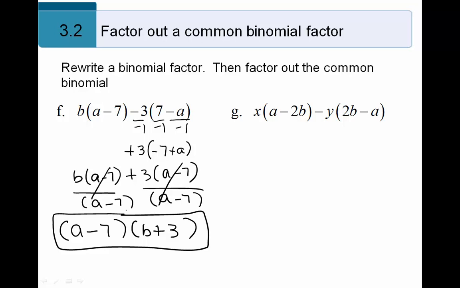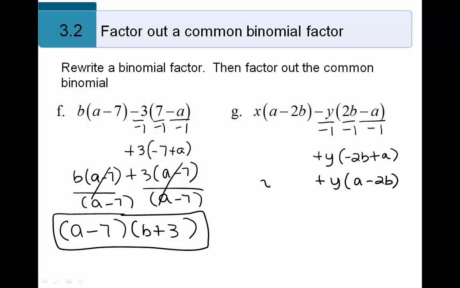We have x times a minus 2b minus y times 2b minus a. So we have an a minus 2b and a 2b minus a. So once again, I will just factor out a negative 1 here. Negative y divided by negative 1, that will make that a positive y. It will make my 2b a negative 2b. It will turn my a positive. And then to make it look like my first term, I can write this as a minus 2b.